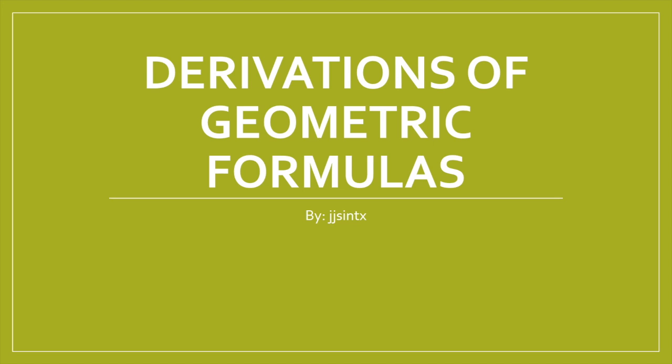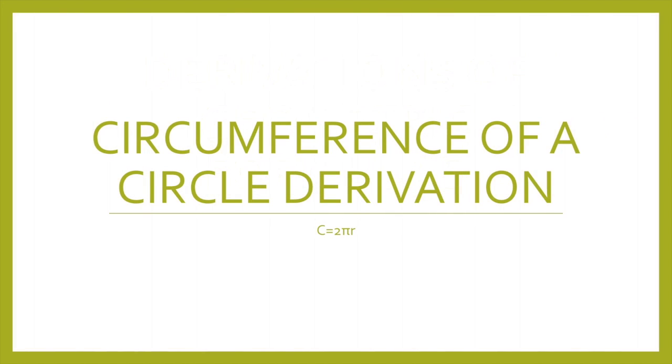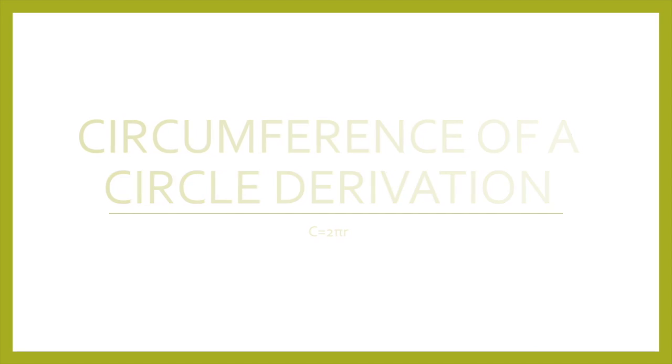Alright, so first we're going to do the circumference of a circle derivation. And just as a reminder, for those of you who for some reason forgot, the circumference of a circle is equal to 2 pi times the radius of that circle. So we're going to set out to prove that the circumference equals 2 pi r.